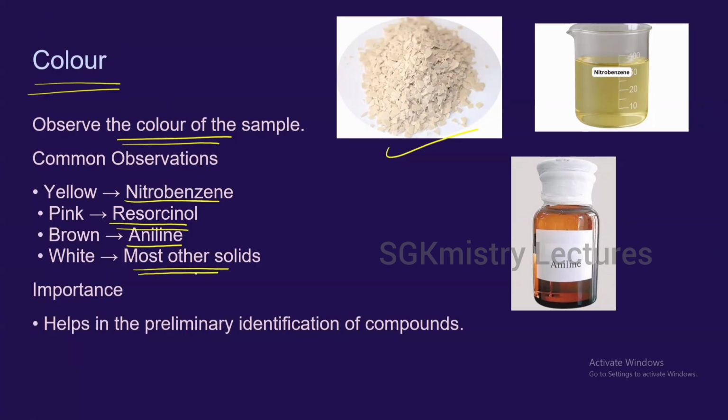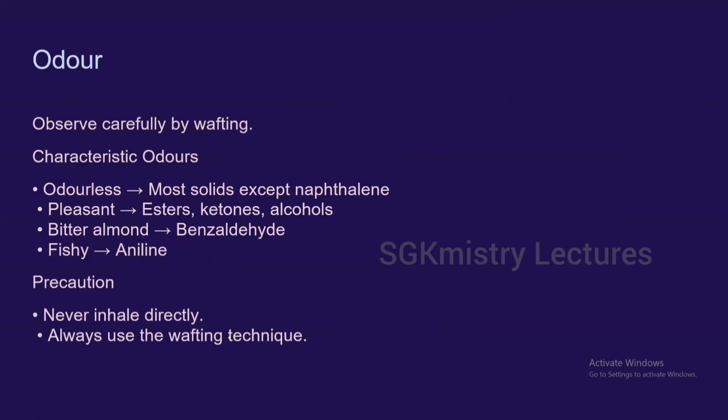And as I already told, most of the other solids that are given as the samples for the organic analysis will be white in color. So mainly based on the color, it helps us in preliminary identification of the compounds. Especially you can identify the resorcinol, nitrobenzene, as well as aniline by making use of this particular preliminary test, in which you're observing the color of the given compound. Next is with respect to the odor.